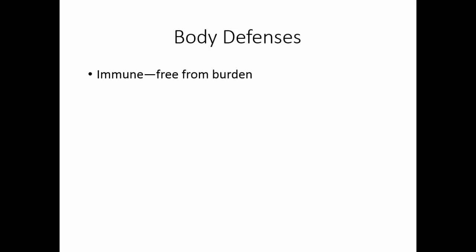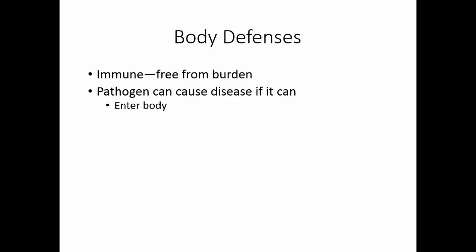Our immunity is what protects us from disease. The word immune actually means to be free from burden, in this case to be free from the burden of disease. A pathogen can cause disease if it can enter our body, we talked about the portals of entry, attach to host cells, we talked about adhesins and special structures that allow organisms to do that, and evade the body's defenses. Those would be those virulence factors, exoenzymes, toxins, and antiphagocytic factors.